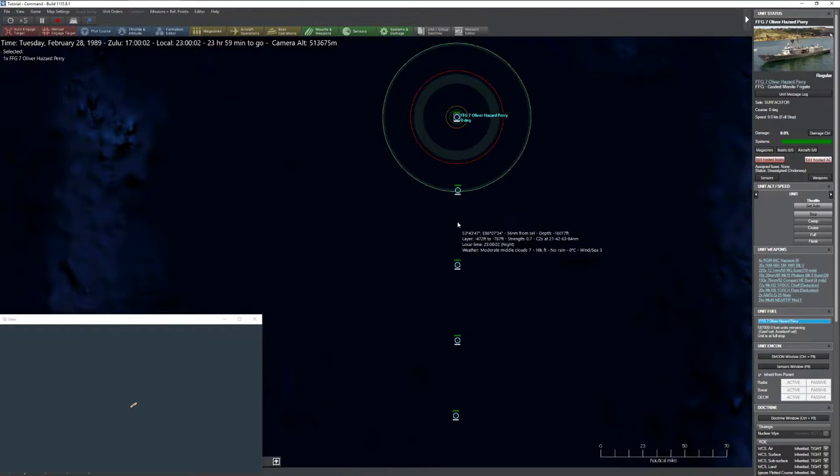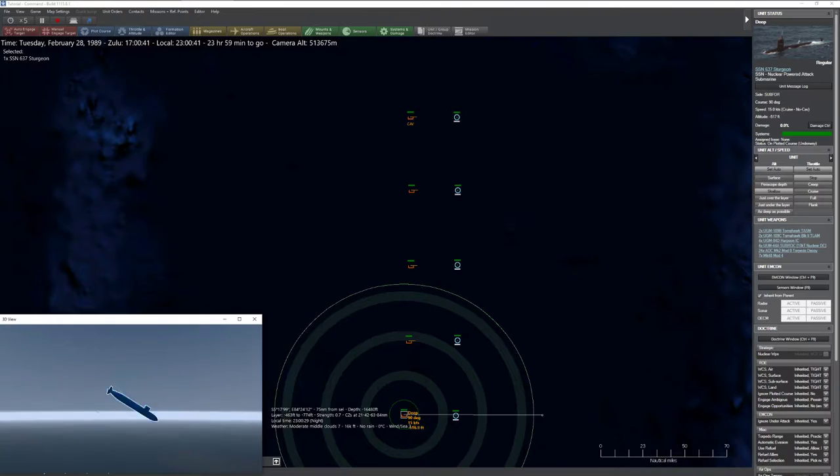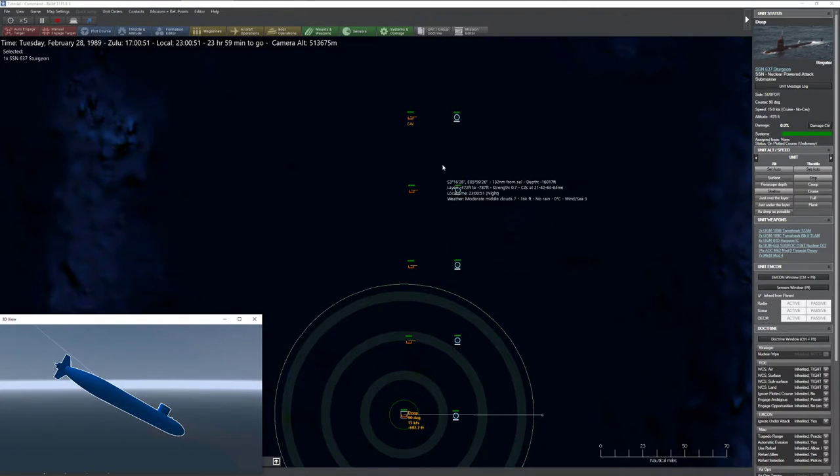I'm going to go ahead and unpause. Speed up time. Go ahead and turn on mega mode here. Look at him race downwards. Look at how far down the bottom of the ocean is. We're never going to pick him up.